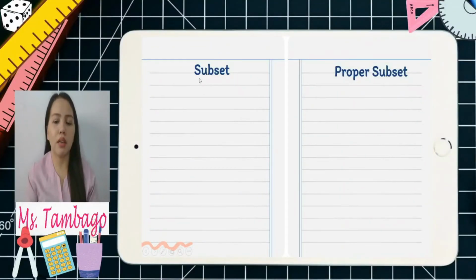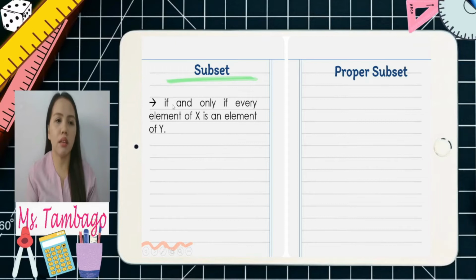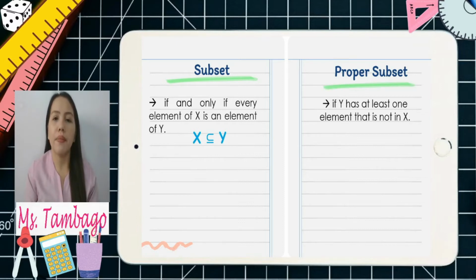Subset and proper subset. First, let's have subset. When we say subset, if and only if every element of X is an element of Y. For example, we have set X is a subset of Y. While for proper subset, if Y has at least one element that is not in X. For the symbol, set X is a proper subset of Y.